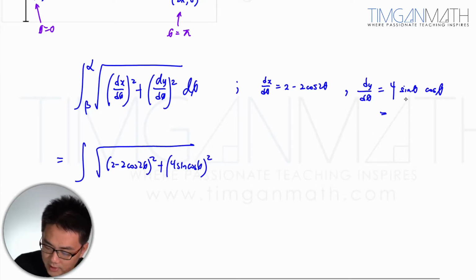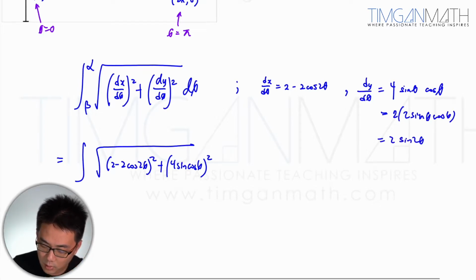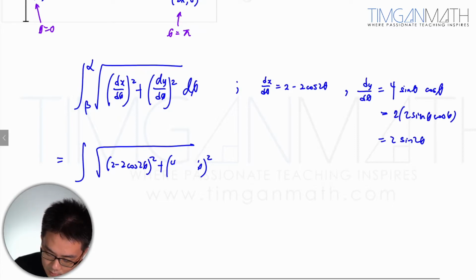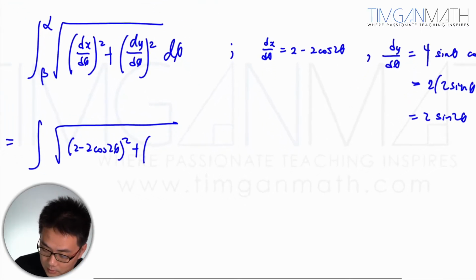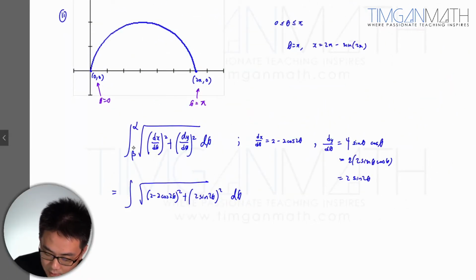Actually, this could be simplified. I will simplify 4 sine theta cosine theta to 2 sine 2 theta. I think it's probably easier. We just do that, 2 sine 2 theta. Because I see that this is a double angle as well, so I do not want to have too many things inside. Then after which we talk about the boundary condition here.